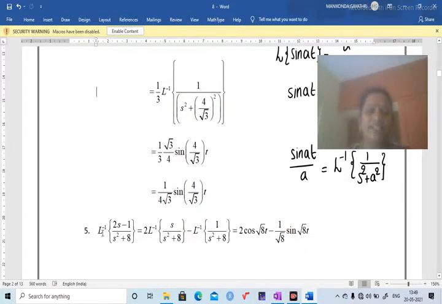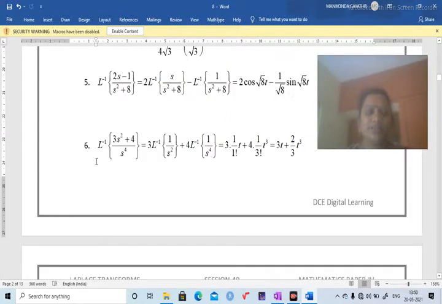Next one, L inverse of 2s minus 1 by s square plus 8. Take 2 outside. L inverse of s by s square plus 8 minus L inverse of 1 by s square plus 8. So root 8 can be written as root 8 whole square. That's why this is cos root 8 into t, minus, here this same formula, that is sin root 8t by root 8.